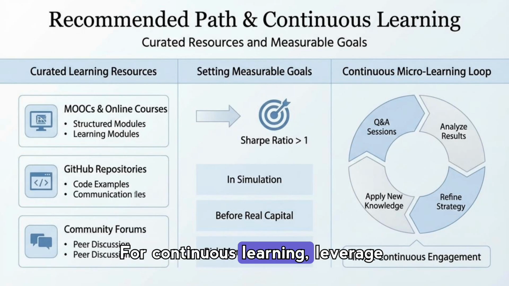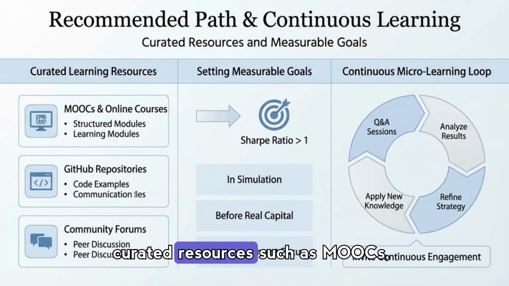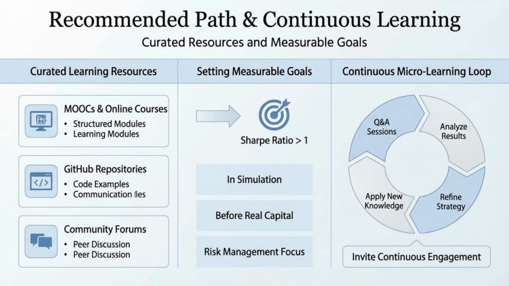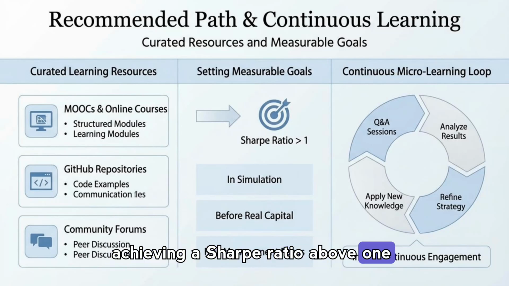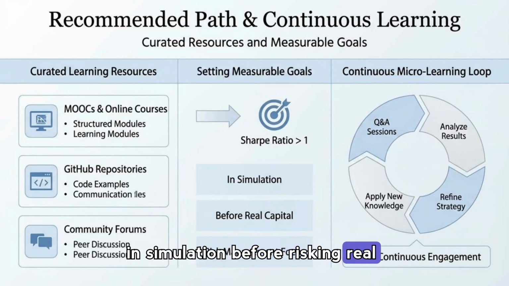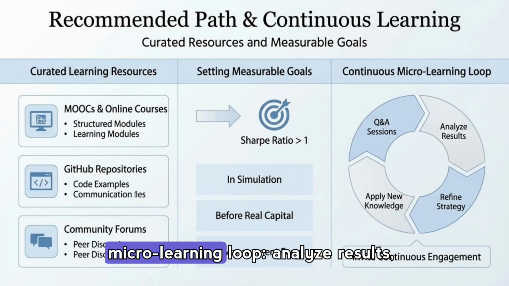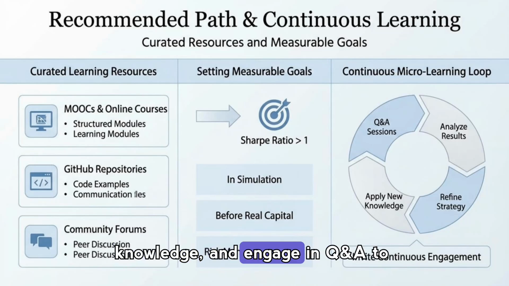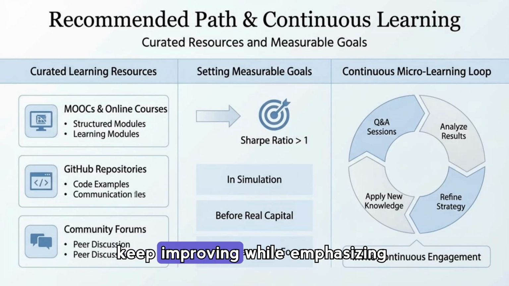For continuous learning, leverage curated resources such as MOOCs, GitHub examples, and community forums. Set measurable goals like achieving a Sharpe ratio above 1 in simulation before risking real capital, and maintain a micro-learning loop. Analyze results, refine strategy, apply new knowledge, and engage in Q&A to keep improving while emphasizing risk management at every step.